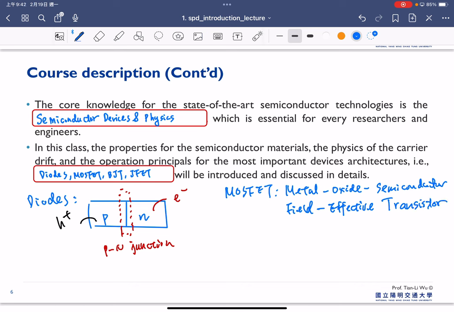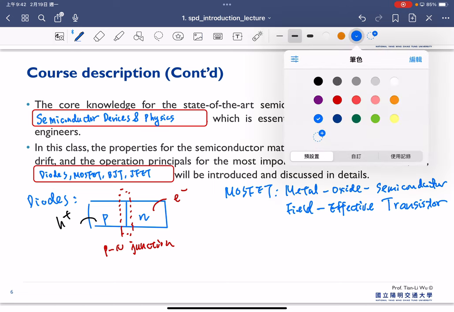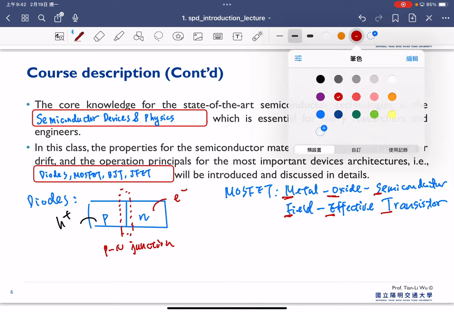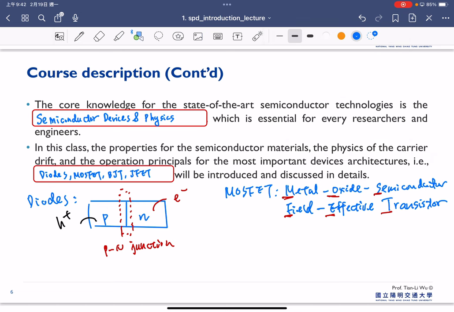It's a very long name, so that's why people prefer to shorten it to MOSFET. That's why we generally call this a MOSFET. But why is the MOSFET called a metal oxide semiconductor field effect transistor? It's because the structure looks exactly like the name.